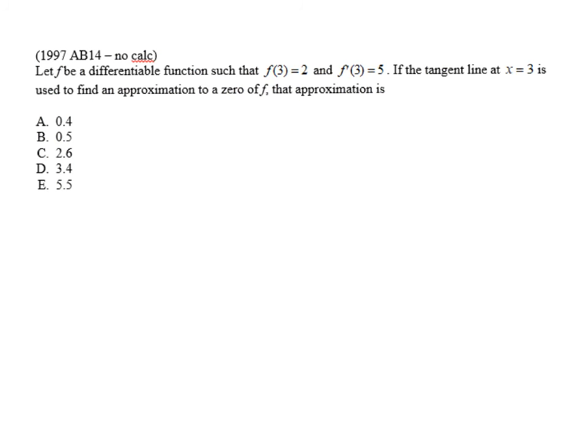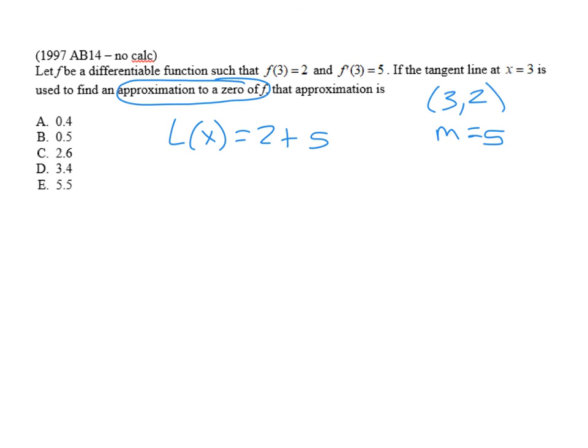All right, last one. Again, this is from 1997. This is a multiple choice problem. No calculator. So they're giving me the point (3, 2), and m is 5. If the tangent line at x equals 3 is used to approximate a zero of f, what is the approximation? So we're going to write our tangent line. You can write y equals 2 plus 5 times x minus 3.